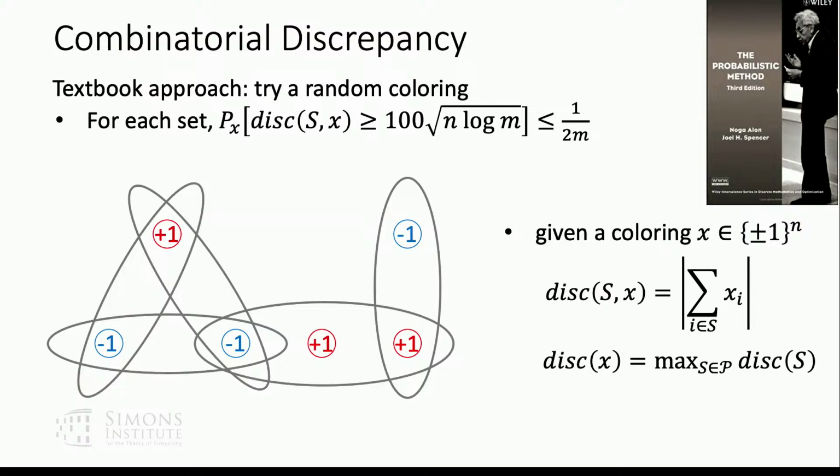So it tells me that if I look at a fixed subset, the probability that the absolute value of the sum of these random ±1 numbers is going to deviate a lot from the mean, the probability that it's going to be larger than 100 times square root n log m, is going to be pretty small. Remember that m is the number of sets I have, and n is the size of my ground set.